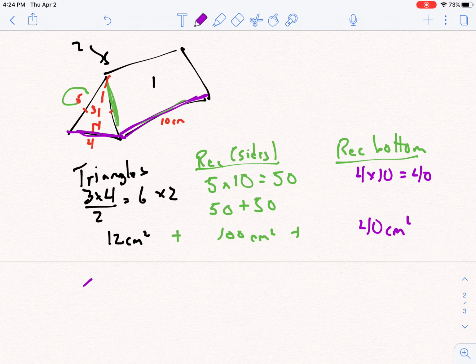My surface area is simply adding all of these things together now. So 12 plus 100 is 112, plus 40 is 152 centimeters squared.